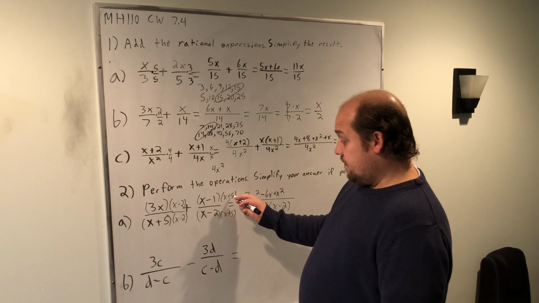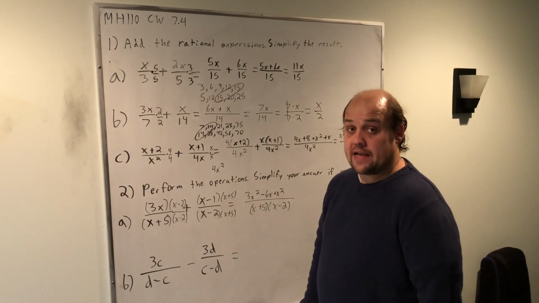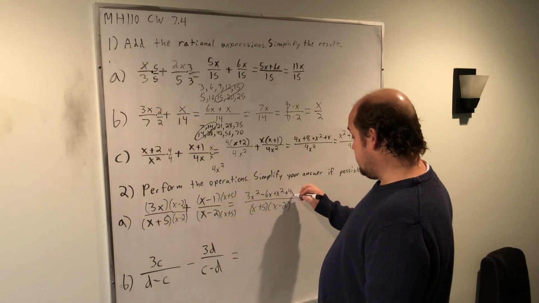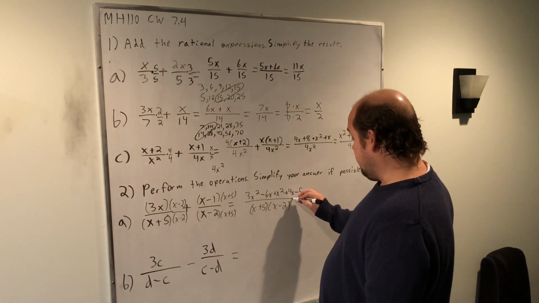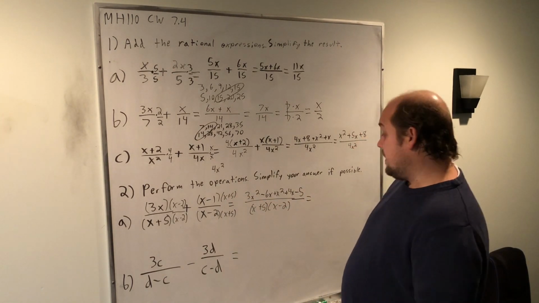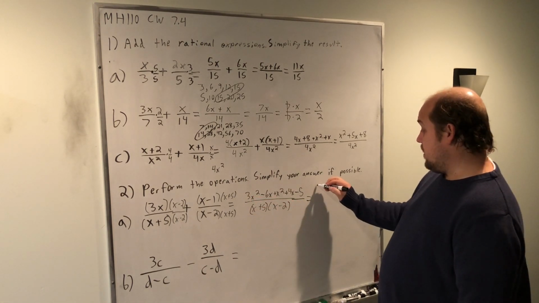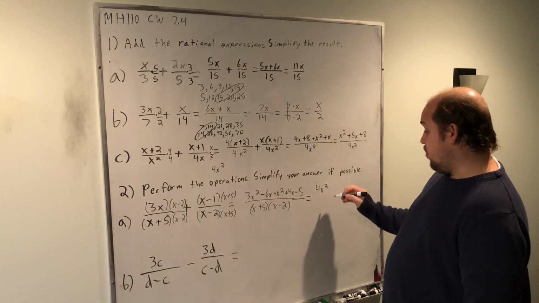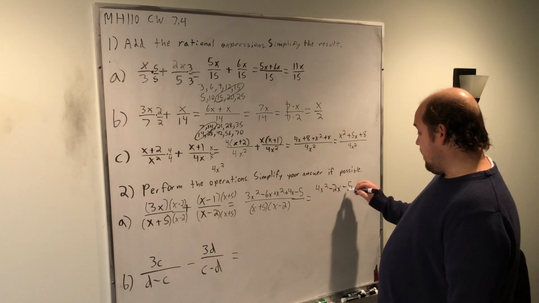X times 5 gives me 5x. X times negative 1 gives me negative 1x. So 5x minus 1x gives me 4x. Then I have this negative 1 times that positive 5 to give me minus 5. If I clean this up by combining like terms, 3x squared and x squared give me 4x squared. Negative 6x and positive 4x give me negative 2x. And then I have negative 5.